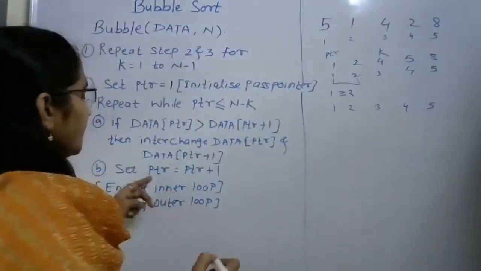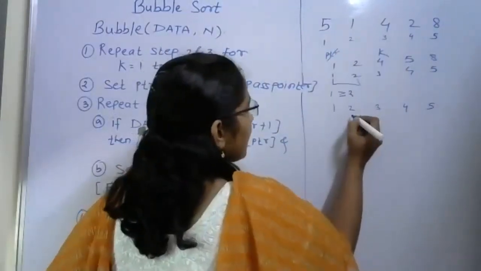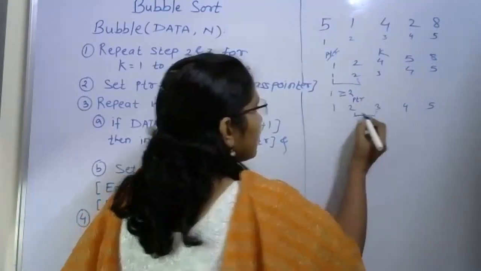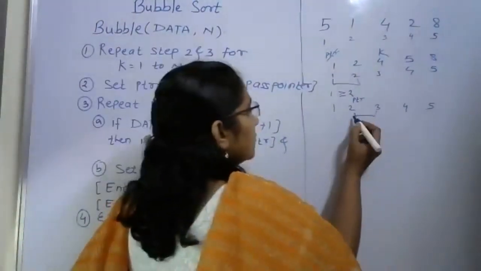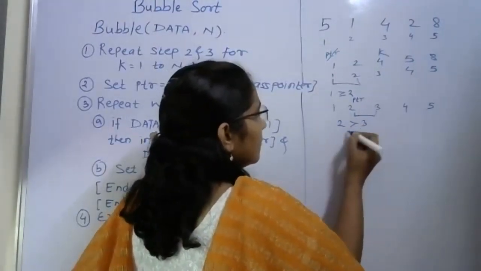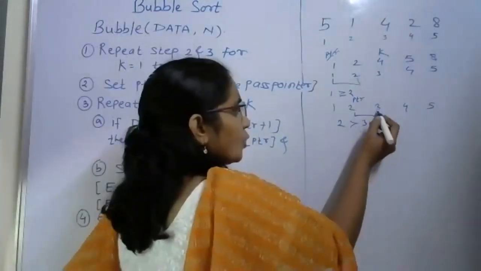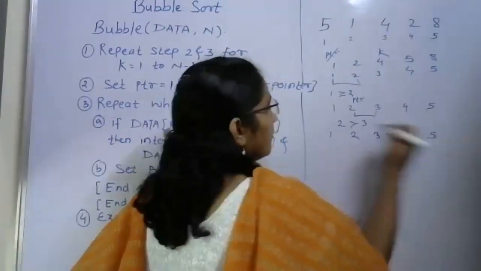Again, then PTR equal to PTR plus 1 means this PTR will move, and now the PTR is at the second location. Now you have to compare the second with the third. Is 2 greater than 3? No, condition false. So again there is no swapping. So the data is as it is: 1, 2, 3, 4, and then 5.